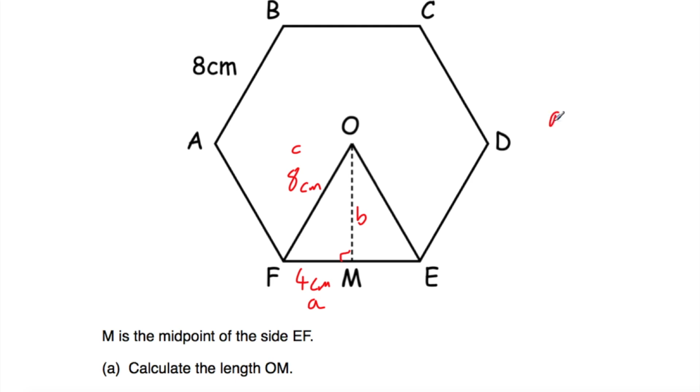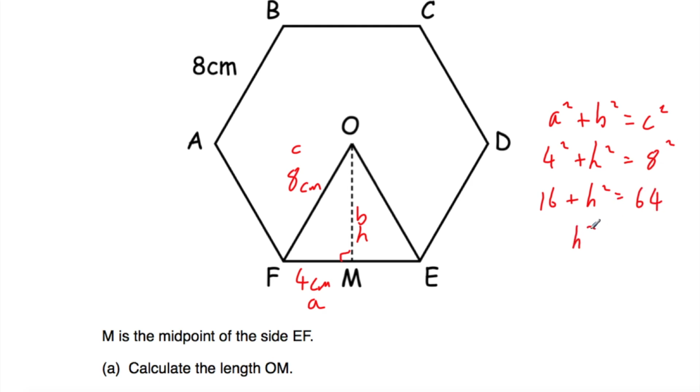So Pythagoras' theorem, A squared plus B squared equals C squared. So A squared, that's going to be 4 squared, plus B squared. Well, we don't know what B is. We could call it H, we could call it X, we could even just leave it as B. I'm going to call it H for the height of the triangle, equal to C squared, which is 8 squared. 4 squared is 16, plus H squared equals 8 squared, which is 64. Then if we take away 16 from both sides of that equation, we get that H squared is equal to 48.